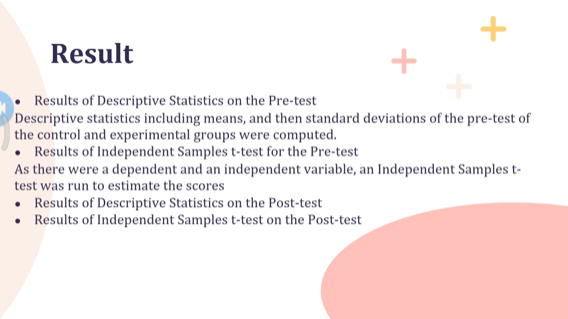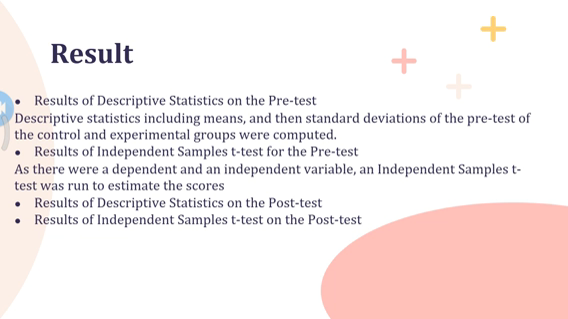The next element is result. In this article, there are four results that were shown by the writer. The first one is result of descriptive statistics on the pretest. It includes means and standard deviations of the pretest of the control and experimental groups.